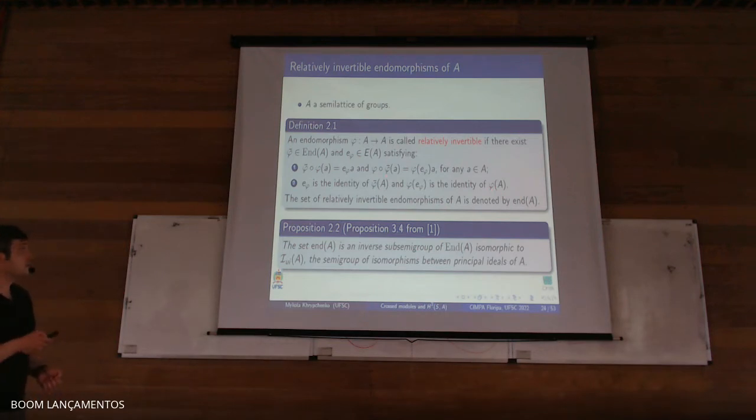So it's relatively invertible, and in fact, the relatively invertible endomorphisms form an inverse semigroup. Well, the usual endomorphisms of A form just a semigroup, not inverse. But I will need an inverse semigroup, and these are the relatively invertible endomorphisms. In fact, this inverse semigroup is isomorphic to the semigroup of isomorphisms between principal ideals of A. Maybe this is an easier way to look at this semigroup.